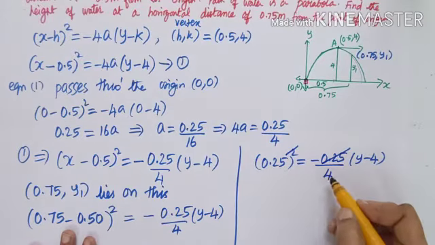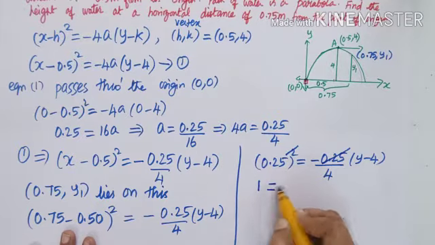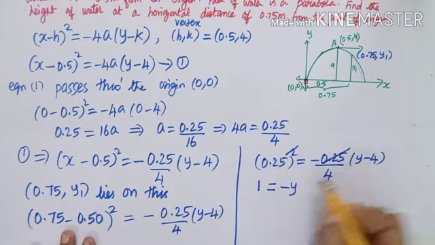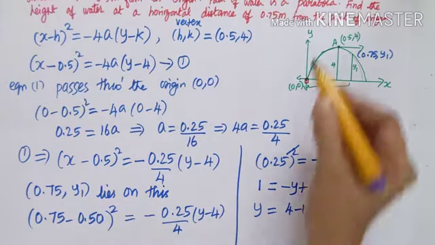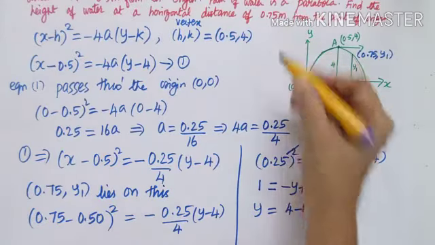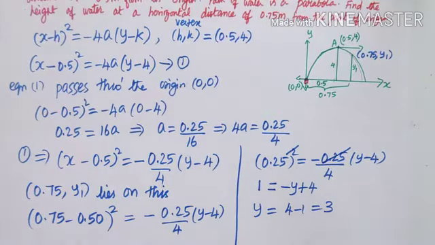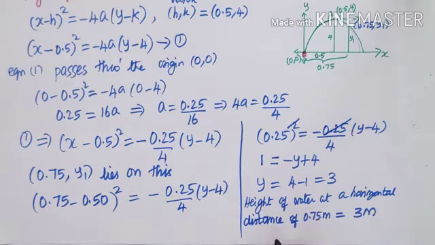0.25 I can cancel. Cross multiply. 4 into 0.25 is 1 equals minus (y minus 4). Minus into minus is plus 4. Bring y here, 1 here. y equals 4 minus 1, that is 3. What is the question? Height of water at the horizontal distance. So write the statement. In all statement problems, give the answer as a statement: height of water at a horizontal distance of 0.75 meters is 3 meters.